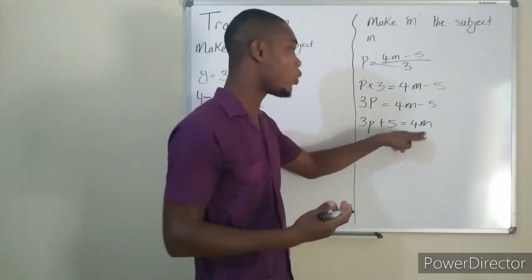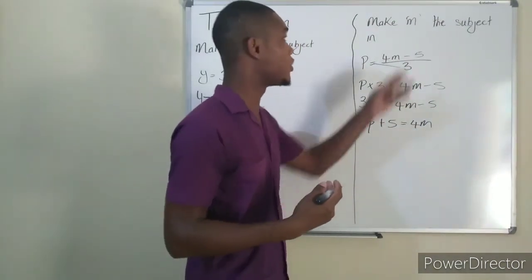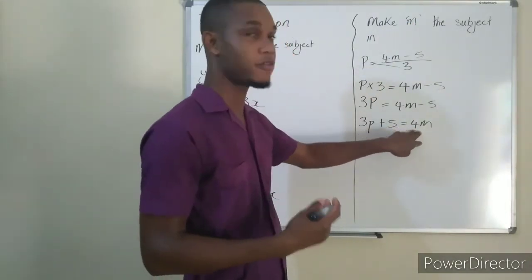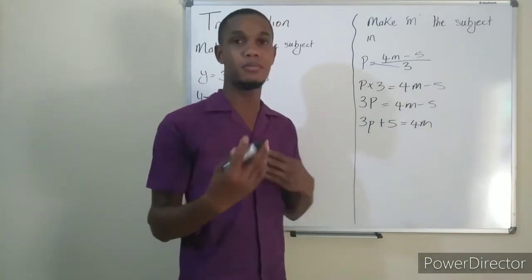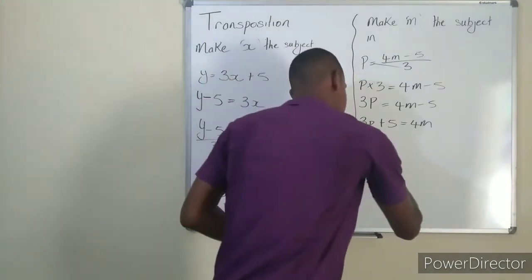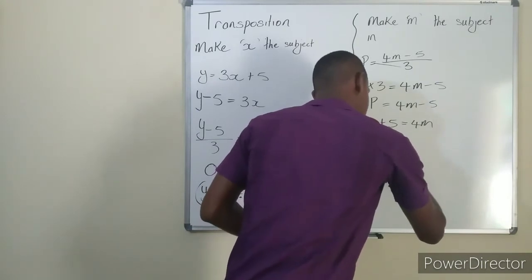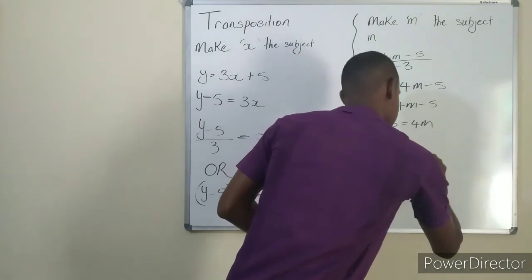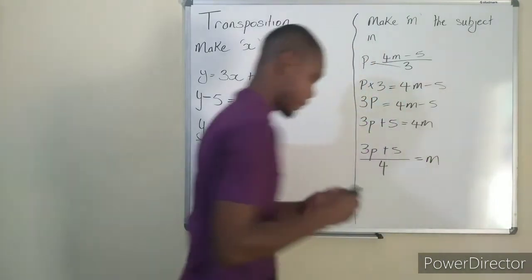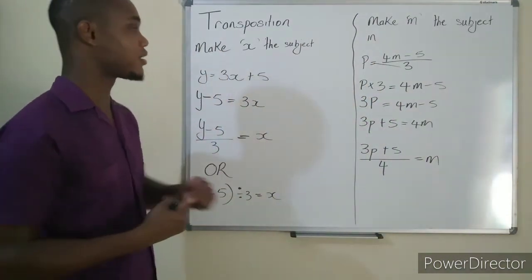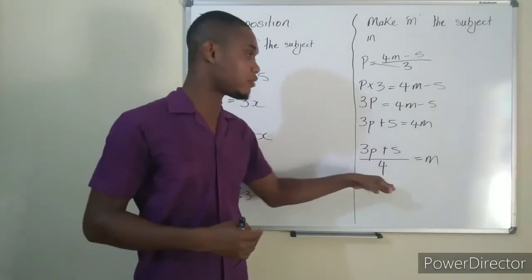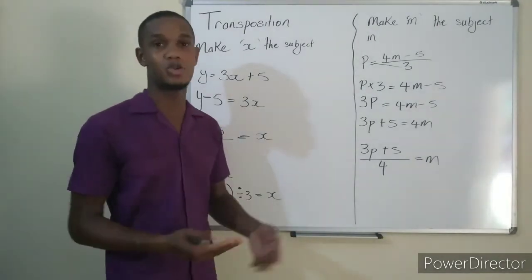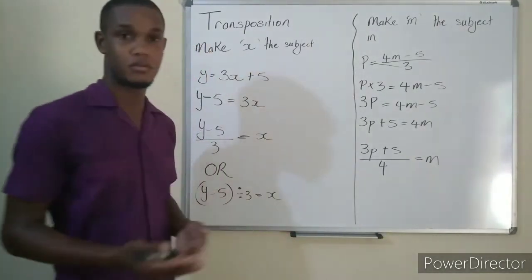Now you only have one thing affecting your m, which is supposed to be the subject. So you'll simply try to get rid of the 4. And in order to get rid of something that's being multiplied, you will divide it. So you will now have 3p plus 5, divided by 4, is equal to m. And that question is solved because m is now the subject of the question. It's now standing by itself without any factor being added to it, multiplied, or divided.